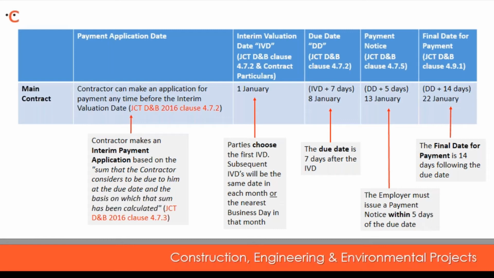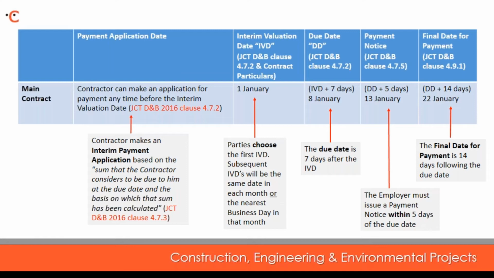So in the example on the slides, as the contractor issued his interim application before the 1st of January, and remember that's the interim valuation date, the due date is the 8th of January. The contractor makes an interim payment application based on the sum that the contractor considers to be due to him at the due date, and that's the 8th of January in our example, and the basis on which that sum has been calculated.